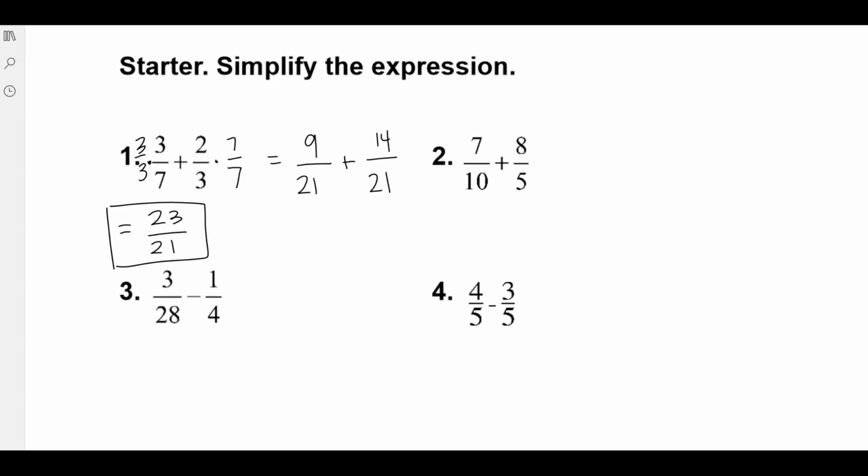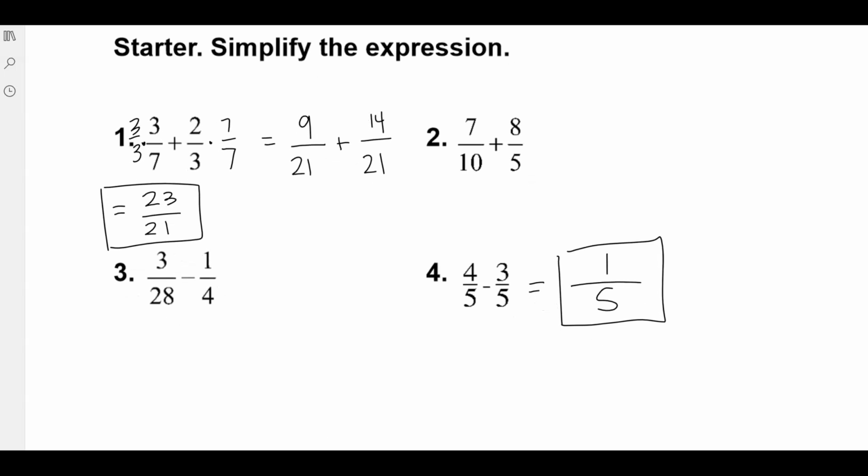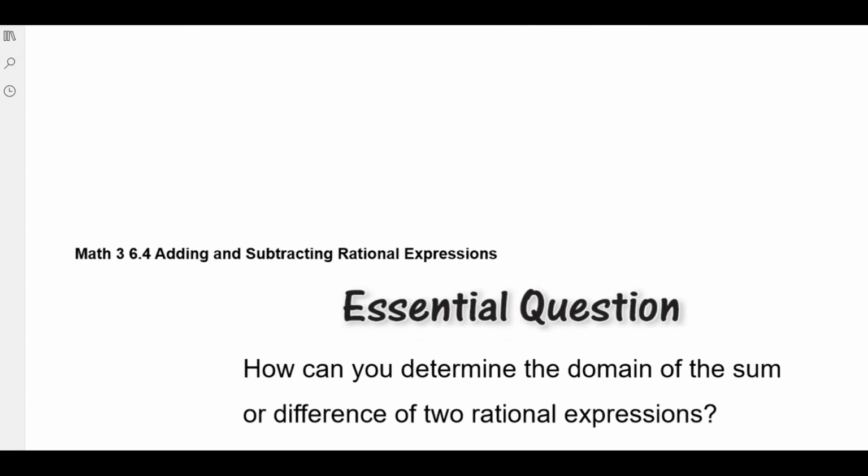So you would do that for 2 and 3, and then 4, they have a common denominator, so you can subtract. So 4 minus 3 is 1, so you have 1/5. So try 2 and 3, and then submit those on Canvas.